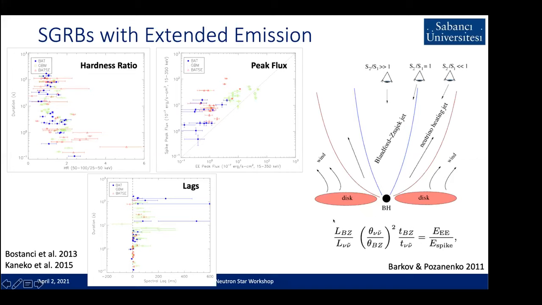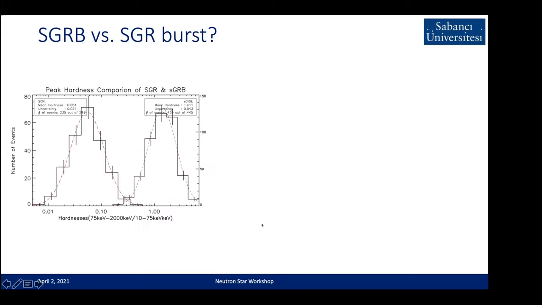That's their suggestion. And we did test using this, and we tried to constrain this ratio of opening angles. And we see that for all cases the neutrino jet is wider than the Blandford-Znajek jet, this electromagnetic jet. And finally, yes, this is my last slide.